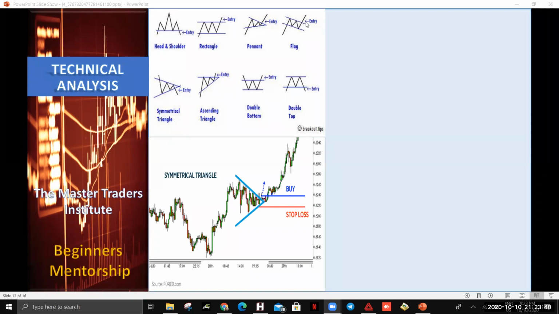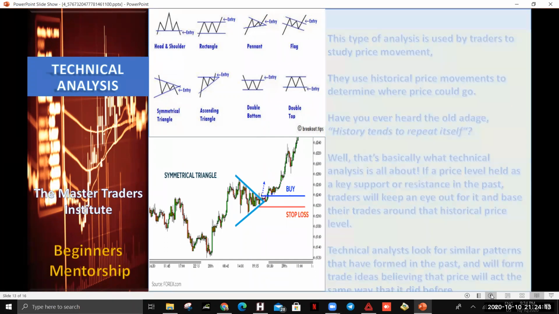You can see the entry point here. You see this flag? It's just like a Nigerian flag, the stick and the flag. You wait for it to break out of the flag before you enter your trade. The same thing with the symmetric triangle, ascending triangle, all these patterns you're seeing here, you will see it on a live chart. Just like this is a live chart that was screenshot. You can see that it's showing you this symmetric one when it broke out, and for buy and for sell. That's the technical part of trading in the Forex market. This is actually very sweet, especially when you understand how to spot these patterns in the market.